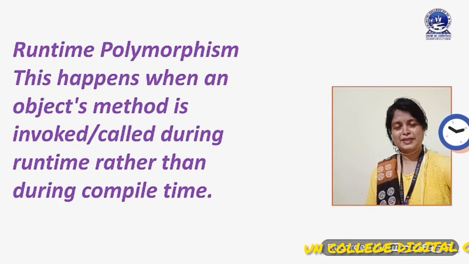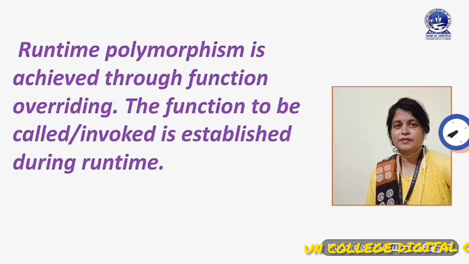Runtime polymorphism happens when an object's method is invoked or called during runtime rather than during compile time. If the method is invoked during compile time, then that is overloading. But in the case of runtime polymorphism, the method is invoked during runtime. This is the major difference between compile time polymorphism and runtime polymorphism.